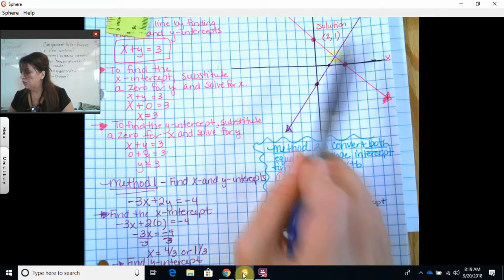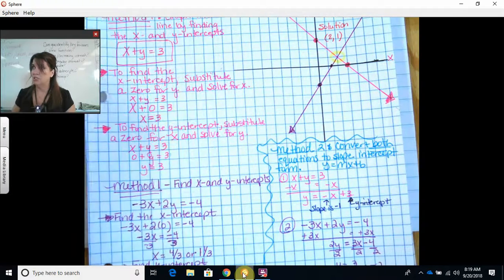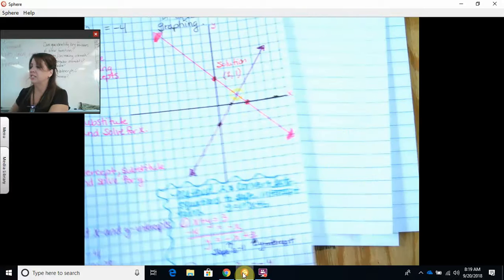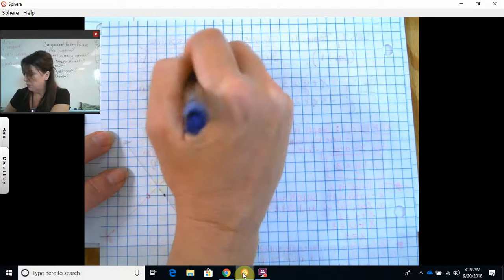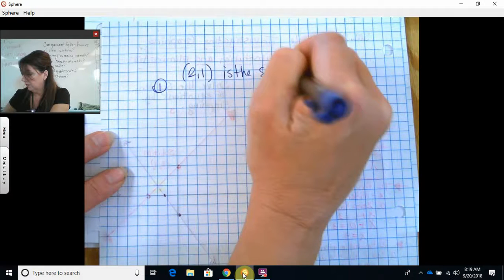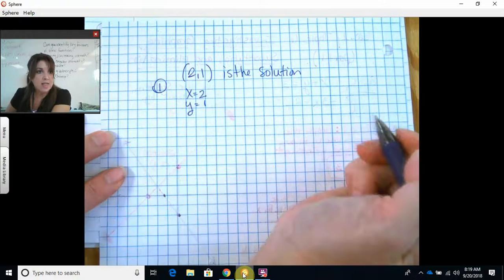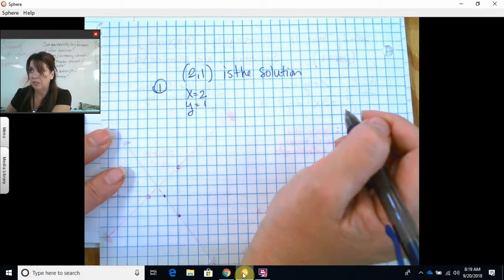This means that 2, 1 will solve both of these equations. When x is 2 and y is 1, I'm going to put this on the back, and like I said, in the next couple of examples, we'll go much faster than this. I just really want to take the time on the first one to overly explain. So we're saying that 2, 1 is the solution. That means x is 2 and y is 1. If that's actually true, it will solve both equations, okay?